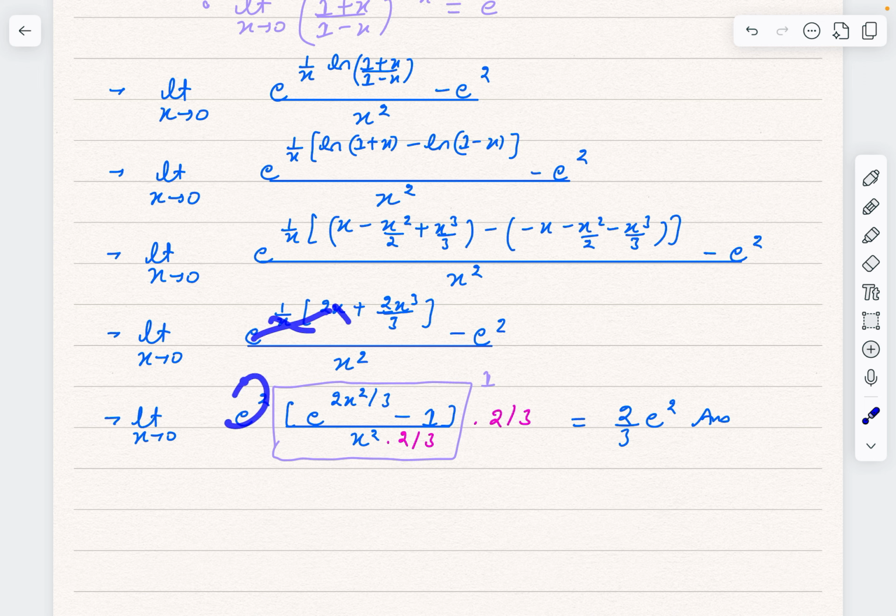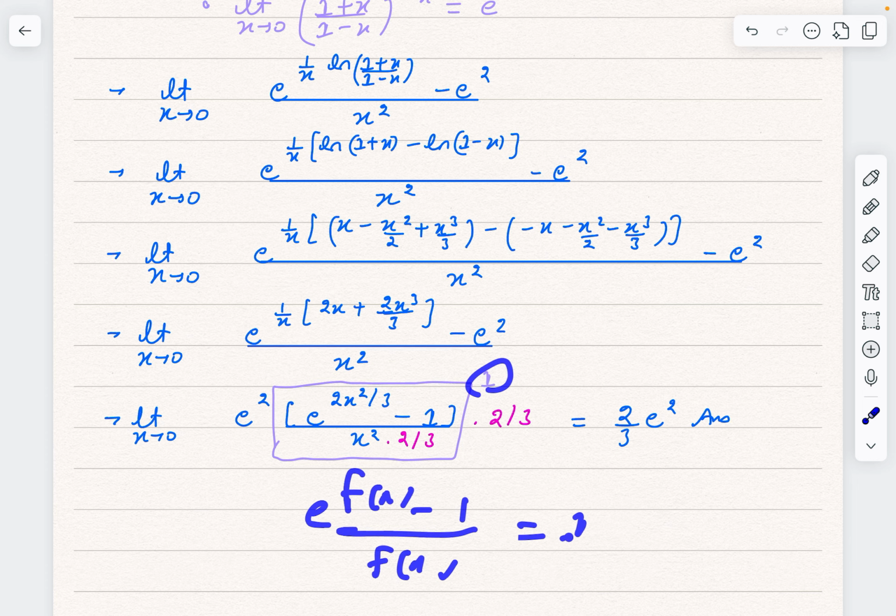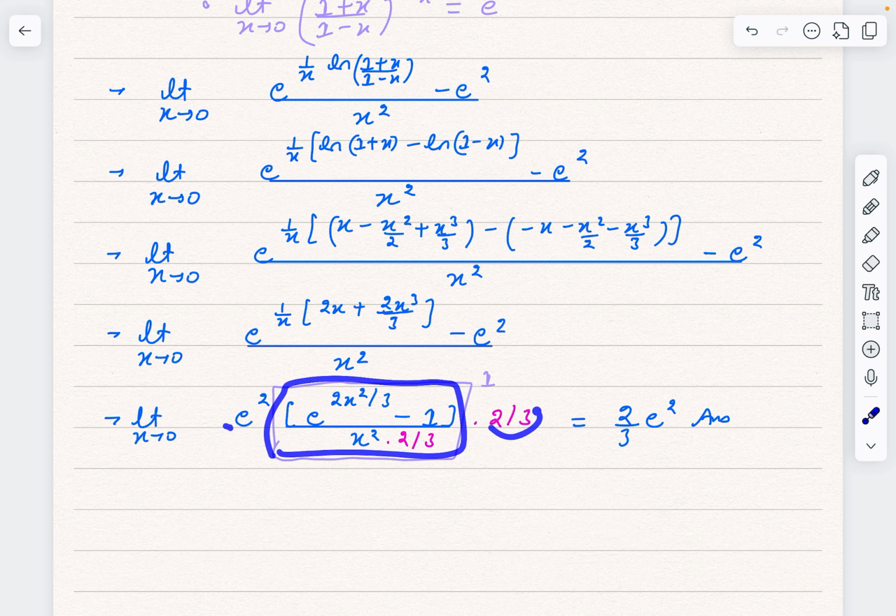You get e power 2 outside, and you get e power of 2x square by 3, and e square we take outside from both of these. You get e square times (e power 2x square by 3 minus 1) by x square. Now multiply and divide by 2 by 3. This limit will become 1. That e power f(x) minus 1 by f(x), when f(x) tends to 0, is 1, no? So this will become 1, you get e square into 2 by 3, so 2 by 3 e square is the final answer.